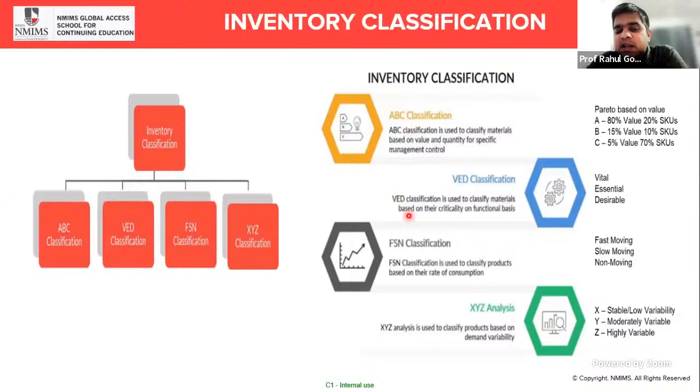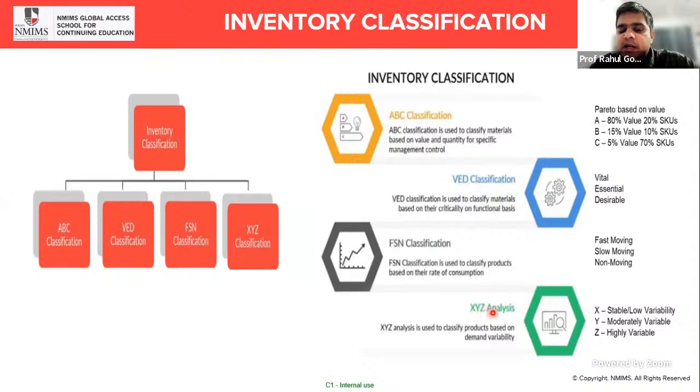Now, ABC and FSN classification could be very different. There can be an SKU which is A class but slow moving. Similarly, there can be an SKU which is B class but fast moving. Because the elements that the respective frameworks are using are different, your ABC and FSN classification can be different for the same SKU. And then there's an XYZ analysis. This we had seen during our demand forecasting session also, wherein we said that XYZ analysis can be used for demand segmentation also. So this talks about the inherent variability which exists.